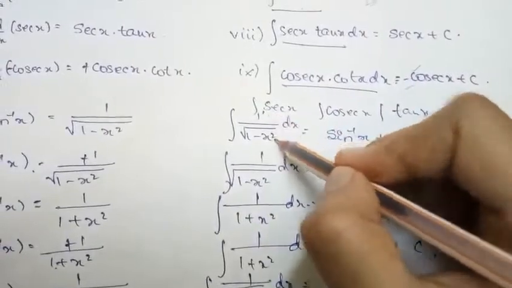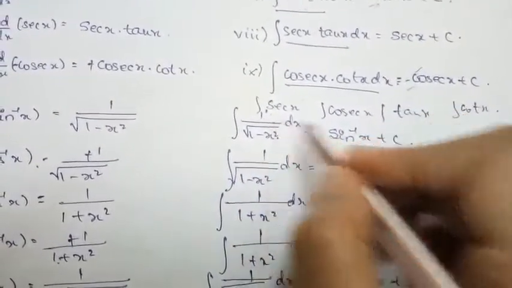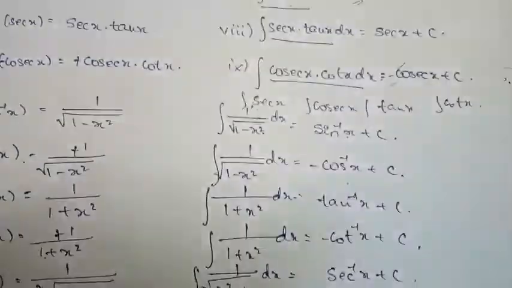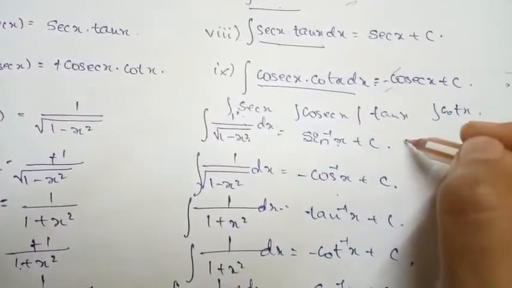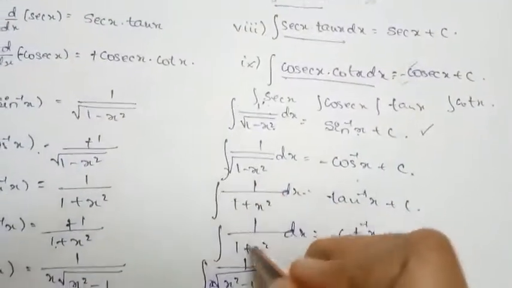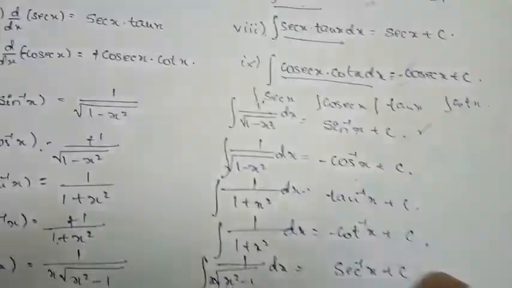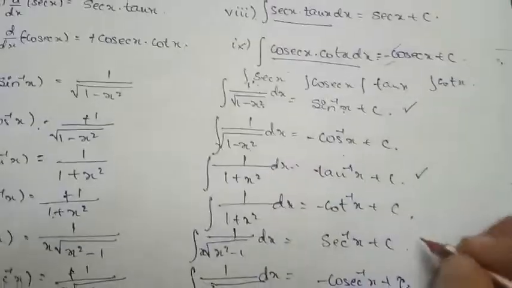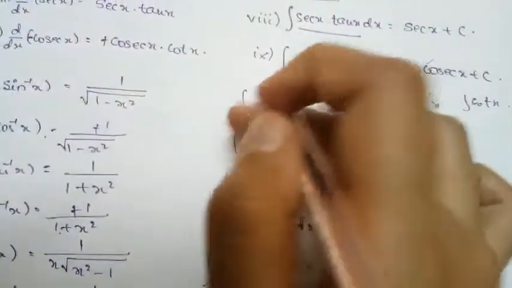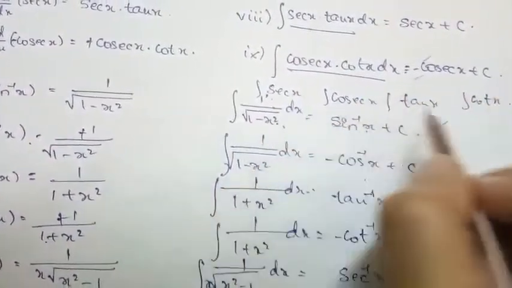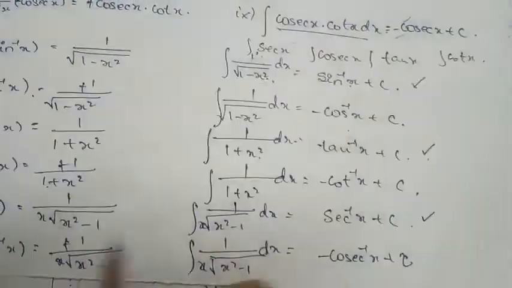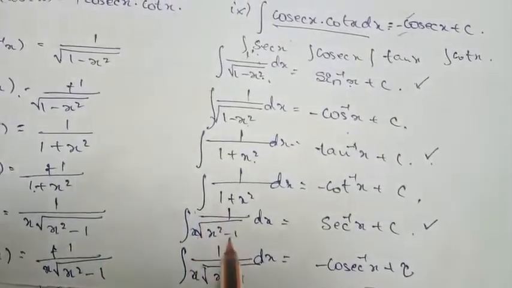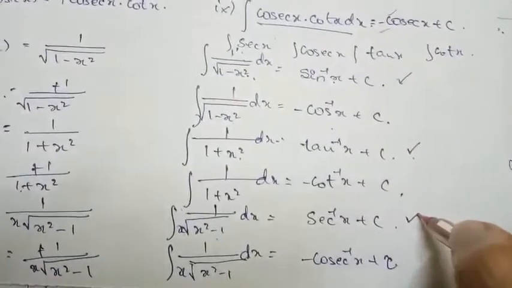Now you can see clearly that 1 divided by square root of 1 minus x square is the same for both sine inverse x and cos inverse x. So generally we use the integration of 1 divided by square root of 1 minus x square dx as sine inverse x plus c, the integration of 1 divided by 1 plus x square as tan inverse x plus c, and the integration of 1 divided by x into square root of x square minus 1 as secant inverse x plus c.